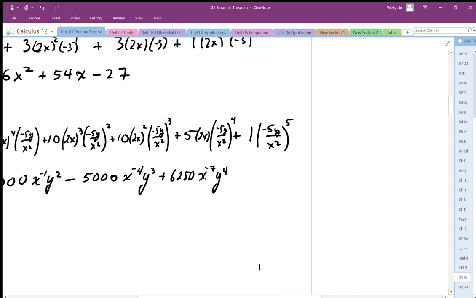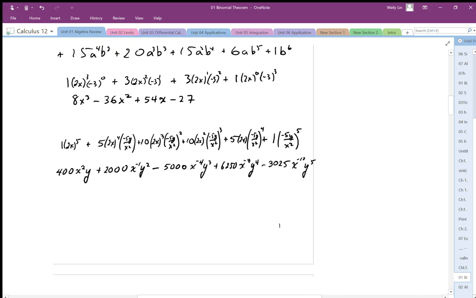And then 5 to the power 5, that's going to end up being 3,025. And that's going to be y to the power, sorry, that's 10x to the power negative 10, y to the power of 5, and there's my full expansion.